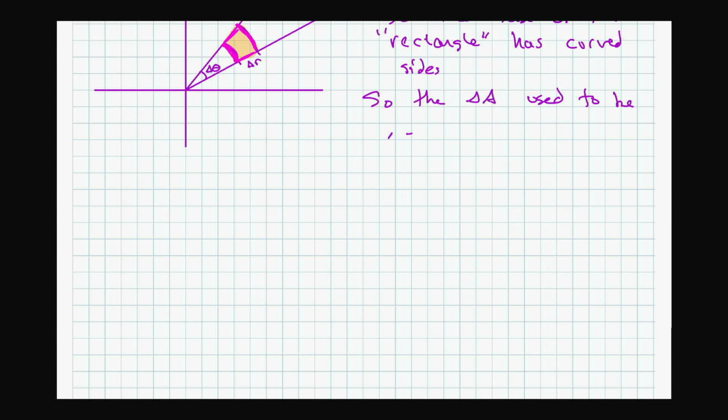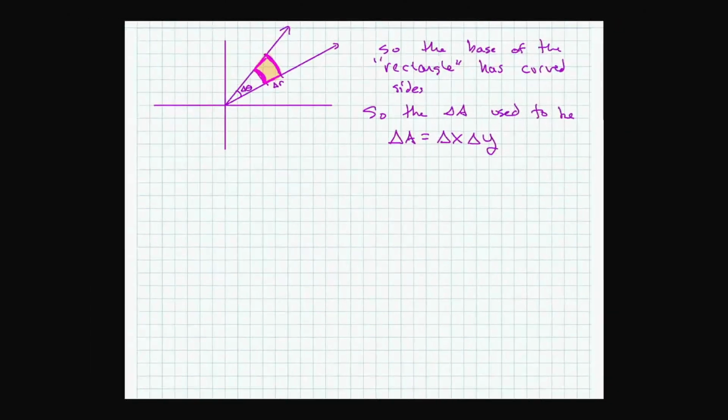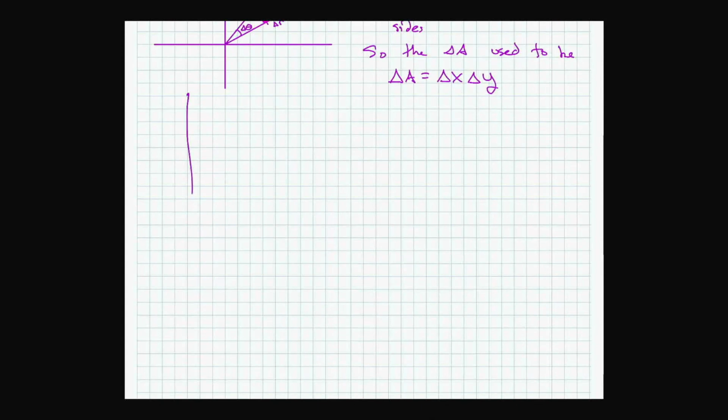The delta A used to be delta A equals delta X delta Y. And then that turns into dA equals dx dy when you look at it in the integral. But here it's a little bit more complicated. Specifically, one thing that's an issue is that the further you go out from the origin, something interesting happens. So let me try to draw it.